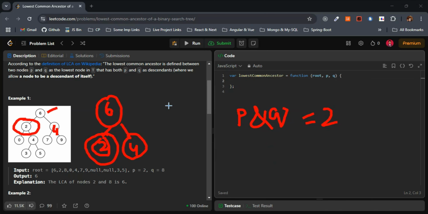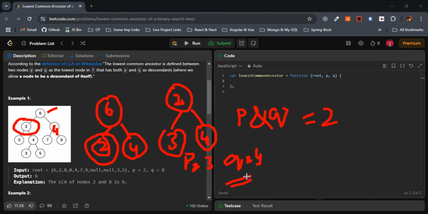If P and Q are greater than the root, suppose let me consider 2 here. Suppose let me consider here 3, and suppose let me consider this one as 4. Here P is 3 and Q is 4. We are just considering this for the example's sake. So if P and Q are both greater than the root, then the LCA is said to be in the right subtree. In that case, LCA of P and Q will be in the right subtree, nothing but 4 here, right? This is the second case.